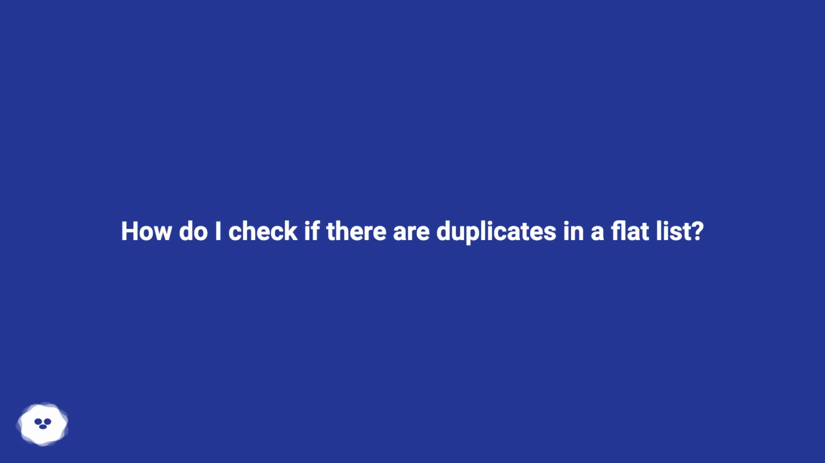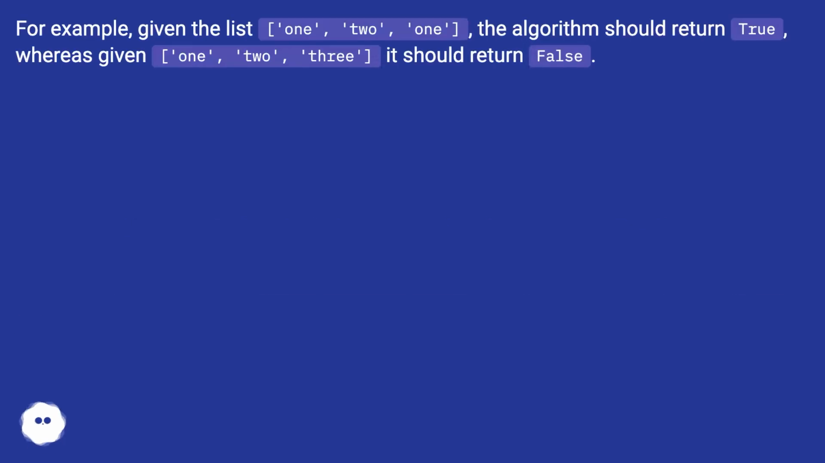How do I check if there are duplicates in a flat list? For example, given the list 1, 2, 1, the algorithm should return true, whereas given 1, 2, 3, it should return false.